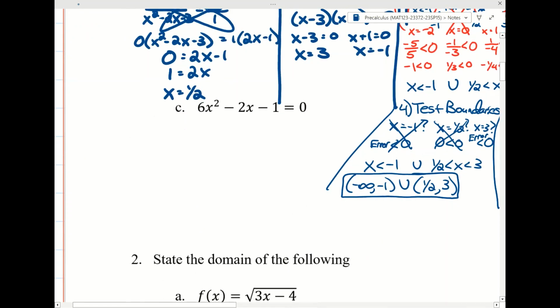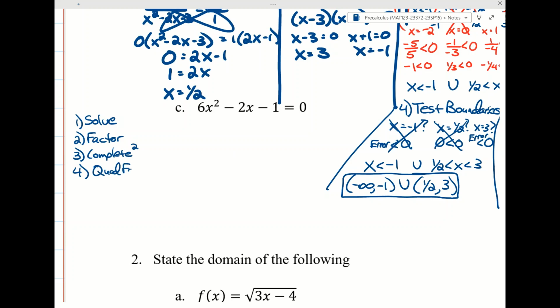For letter C, we said the way that we solve polynomials, we have a few different steps. One thing that we could do is just solve it if it's basic. Most of the time we try to factor. If we can't factor it, I taught you how to complete the square. And if you don't want to do completing the square, we could use quadratic formula. We also talked about the rational root theorem and the location principle. We'll get to those a little bit later.